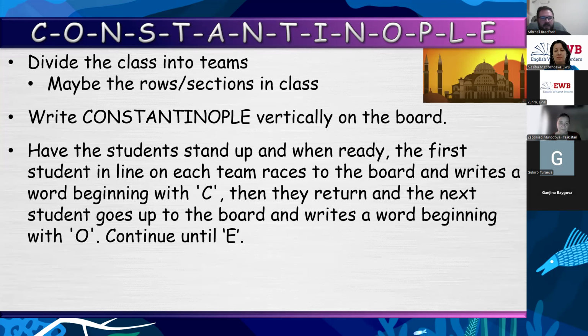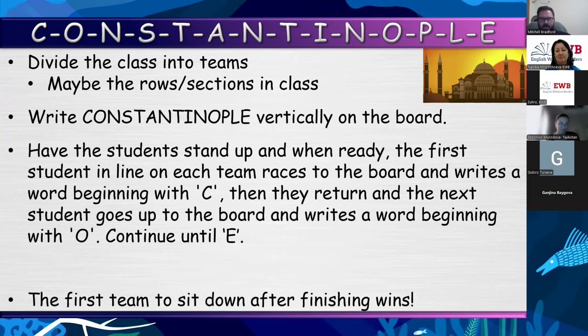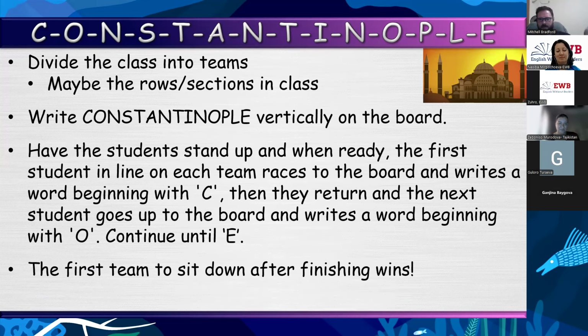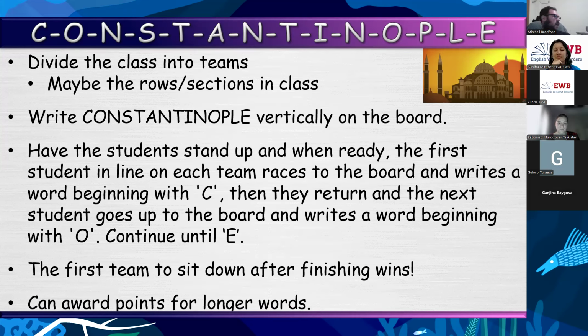Then they go back like a relay, hand off to the next person. Then the next person writes a word that starts with O, octopus or orange. And you continue doing that until you get to the last letter, E. And the first team to sit down after finishing wins. You can judge based on longer words, using the same word twice, spelling, anything you want. I've done this with university students about stuff that we've been learning in class and see how they're doing.